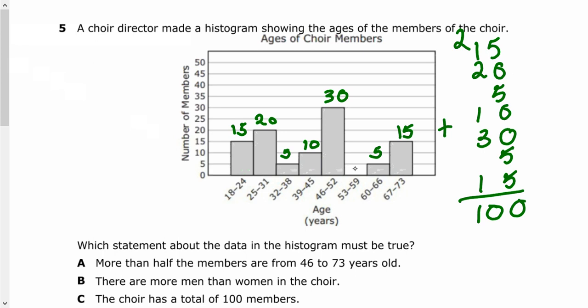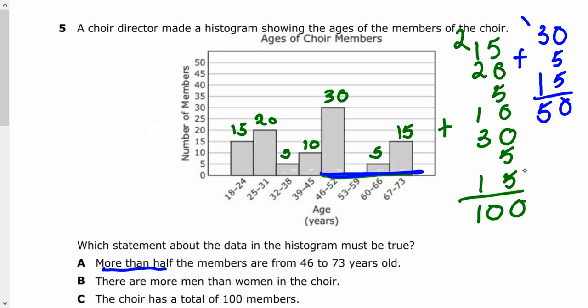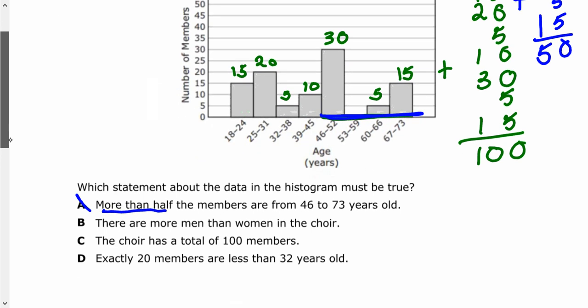So from 46 to 73, we're just looking at this part of my graph. So 30, 5, and 15, which gives me 50. It says more than half. Well, 50 is exactly half of 100. So A is not my answer.